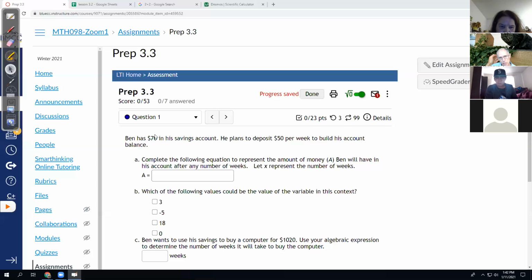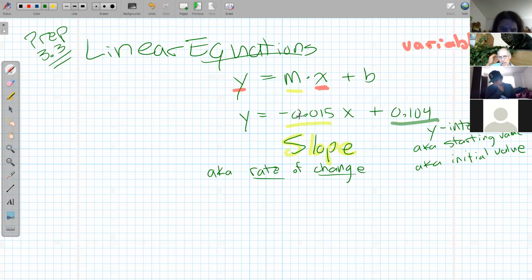So the first one, Ben has $70 in his savings account and he plans to deposit $50 per week. So the $50, oh, my mouse is freaking out. The $50 per week here, notice the word per. Per means divide. Whenever we divide, it could be a rate, like miles per hour, okay? And the 70 is what he's starting with. That's his initial value.